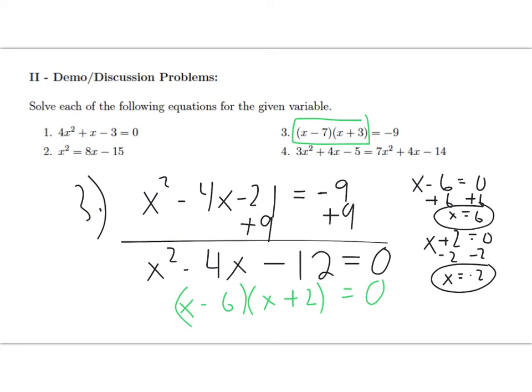So be careful. I almost jumped to conclusions. I really just wanted to use the zero product property here, but we were set equal to negative 9, not 0, so we had to multiply everything out on the left-hand side, add 9 so that everything was set equal to 0. That's the first checkpoint. Then we factor, then we apply the zero product property and solve for x.